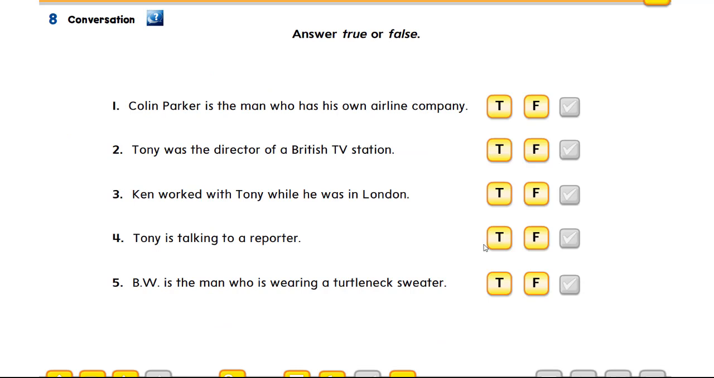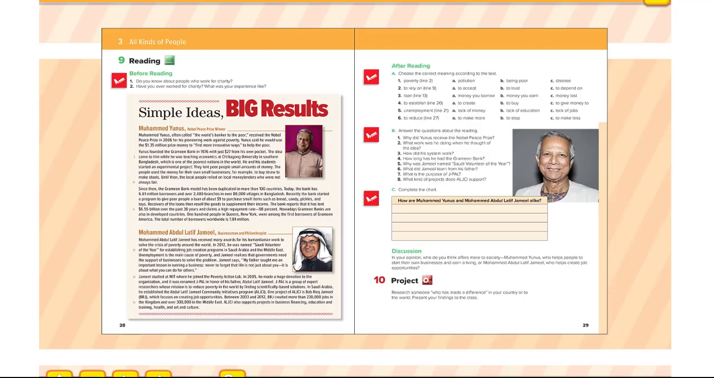True or false. One. Colin Parker is the man who has his own airline company. لديه شركة طيران. Two. Tony was the director of a British TV station. لديه محطة تلفاز. Three. Ken worked with Tony while he was in London. عمل معه في لندن. Four. Tony is talking to a reporter. يتحدث لمراسل. Five. BW is the man who is wearing a turtleneck sweater. يلبس هذا النوع من البدل. Answers.